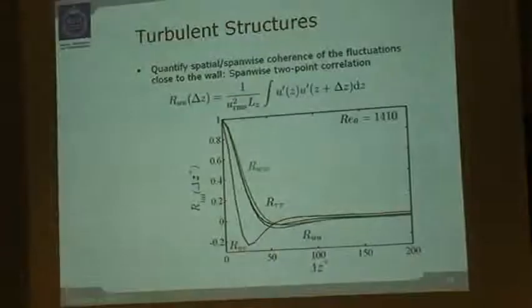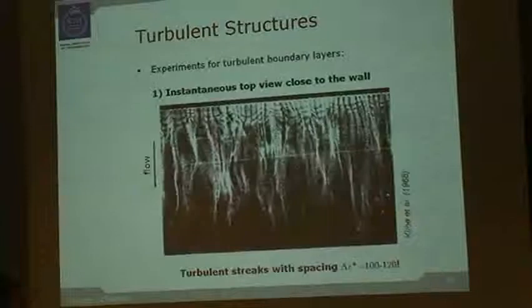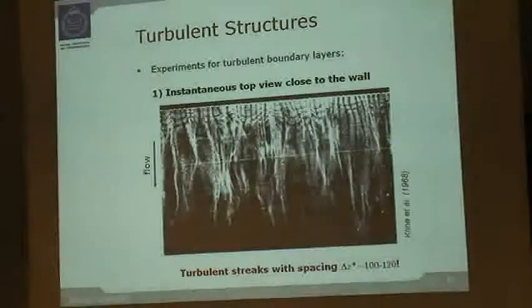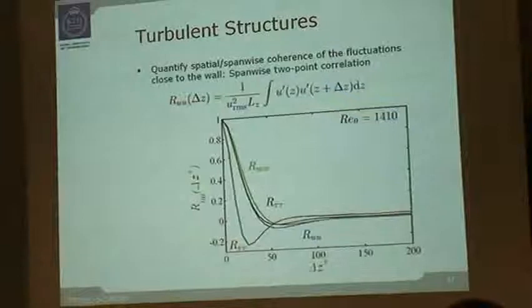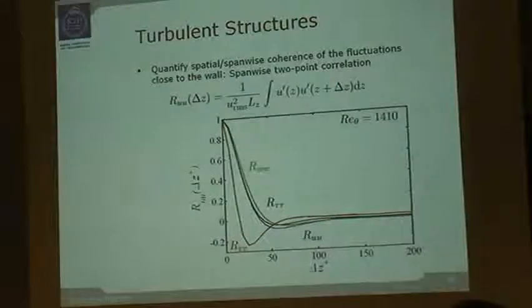Now, of course, one way to identify these structures is by just plotting them instantaneously, but there is also a more systematic, more statistical way of extracting these near-wall structures. And one way to look at them is by computing spanwise two-point correlations in a plane very close to the wall, let's say 10 plus units away from the wall. I think this picture here is not taken 10 plus units from the wall.